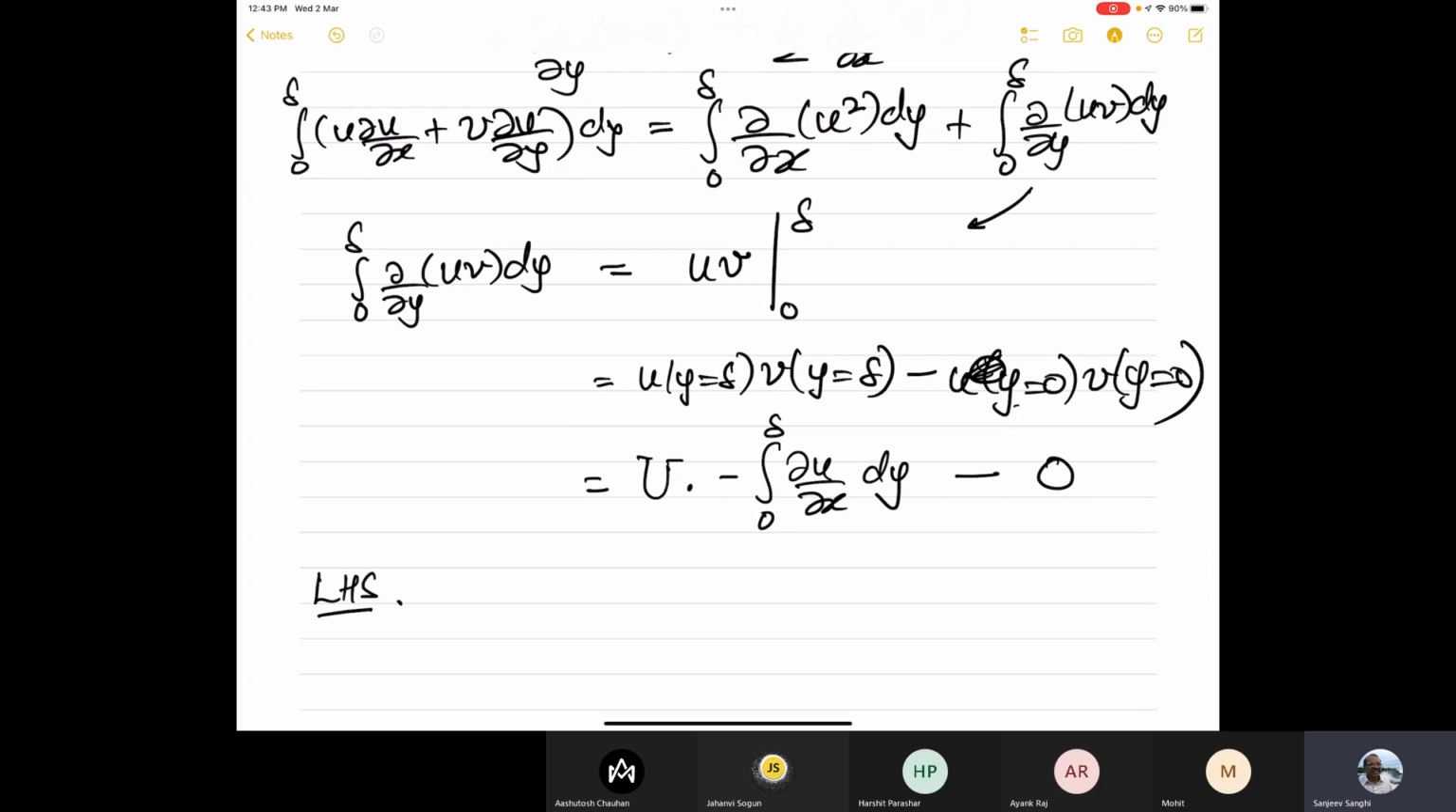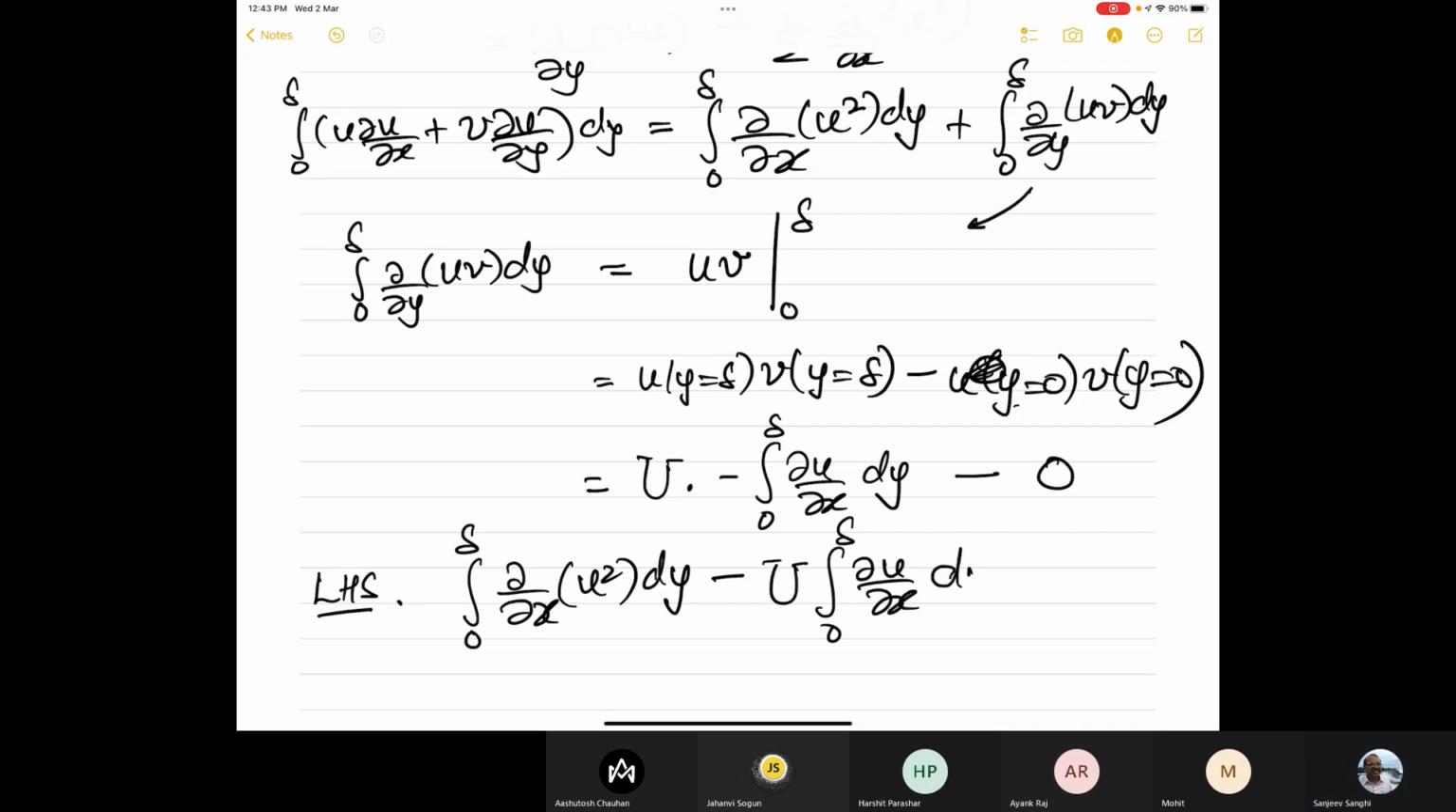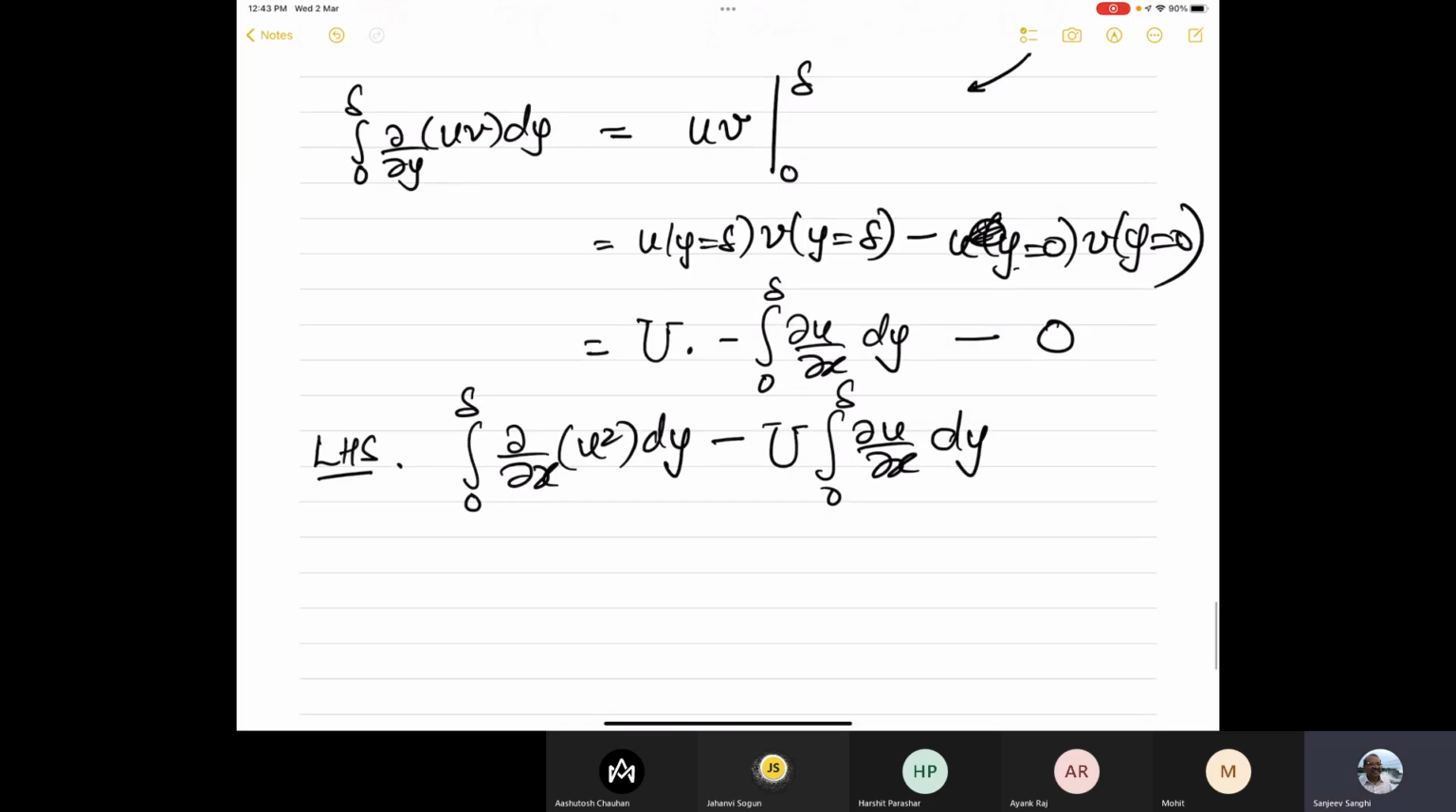So therefore, the left hand side becomes integral from 0 to delta ∂/∂x of u squared dy minus capital U integral from 0 to delta partial u by partial x dy. Okay. Now we have this. Now let's look at integral from 0 to delta partial u squared by partial x dy.